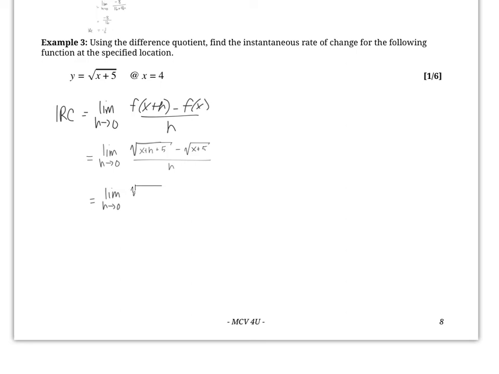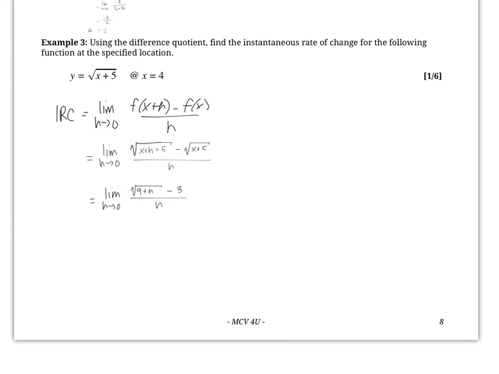So x plus h plus 5 is going to be 4 plus h plus 5, or 9 plus h, right, minus the square root of 4 plus 5. Well, 4 plus 5 is 9, so the square root of 4 plus 5 is just going to be 3, all over h. Already looks a lot simpler. Now, there's a problem here. We can't cancel out these h's, right? One is under a square root.